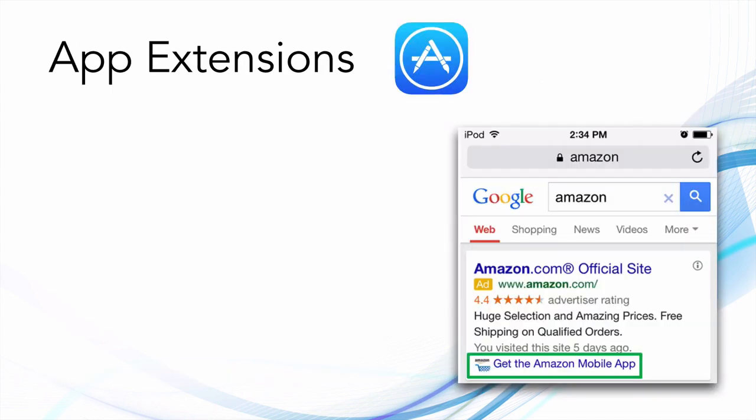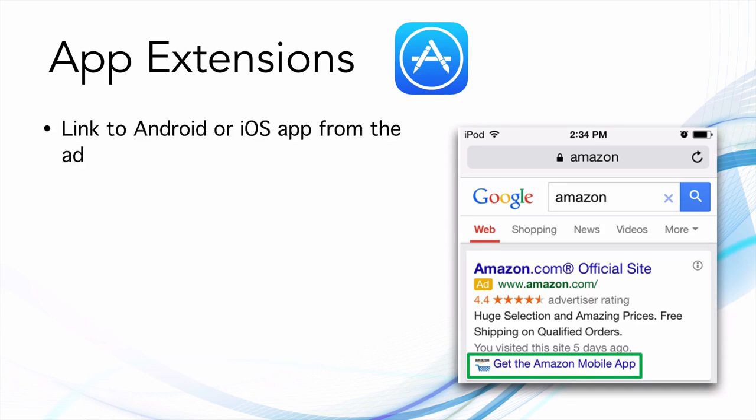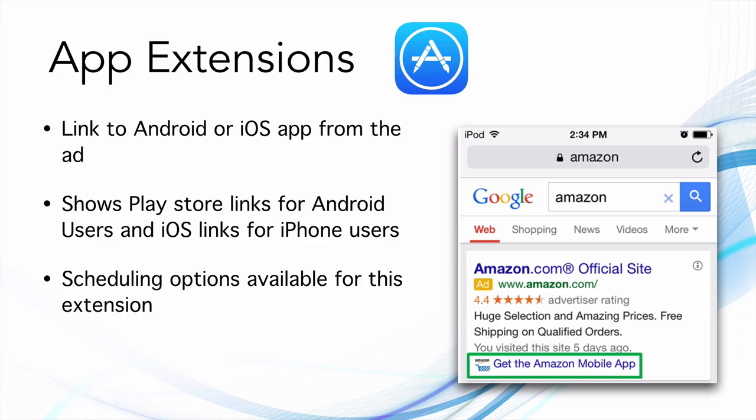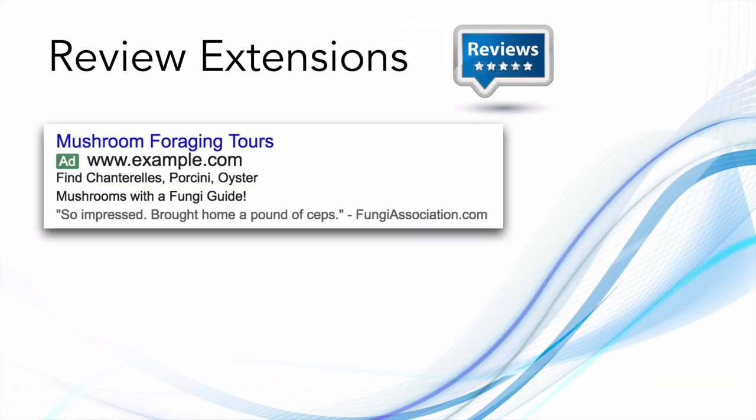The next type of extension is app extension. If you have a mobile app, you can add these extensions. You can give a link to your Android or iOS app from the ad. On the right side you can see in this example, someone is searching for Amazon. It also shows "Get the Amazon mobile app" because they are searching on a mobile. It shows Play Store links for Android users and iOS links, that is App Store links, for iPhone users. Scheduling options are also available with this extension. Many extensions come with scheduling options as well.